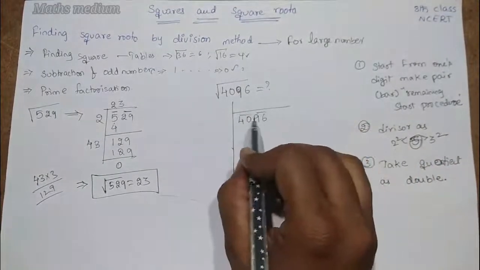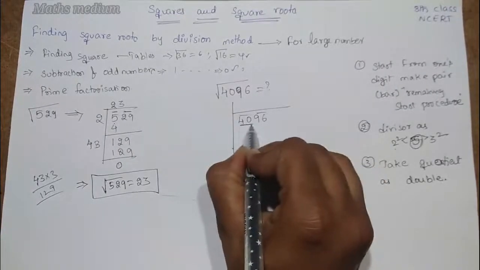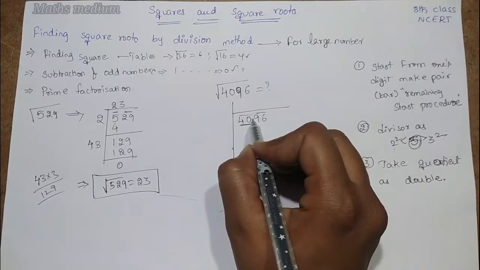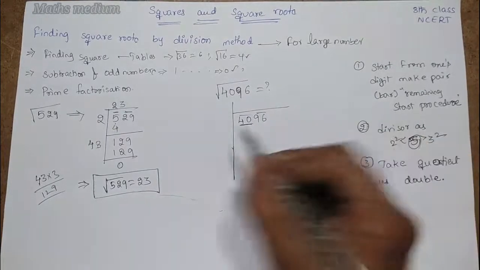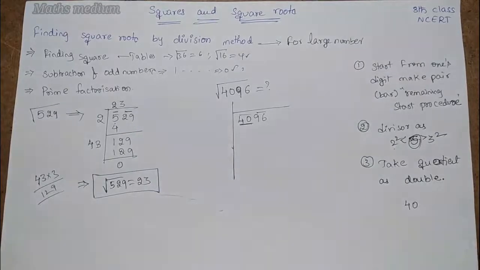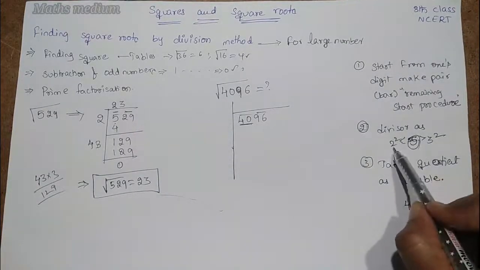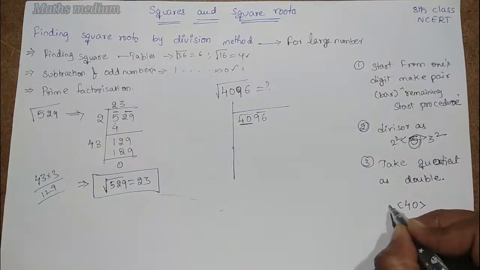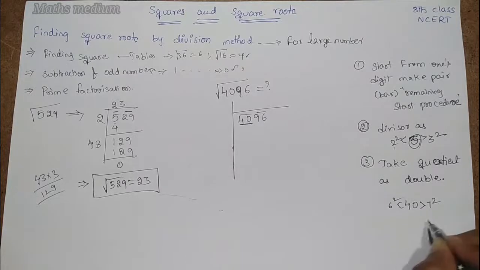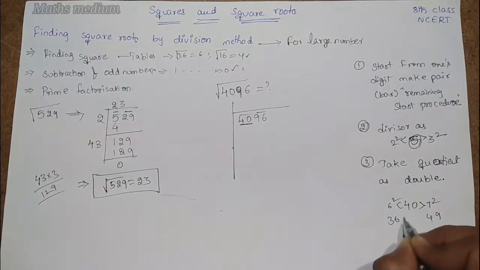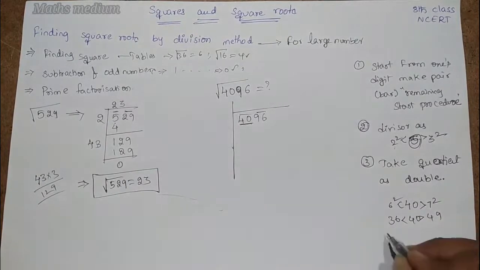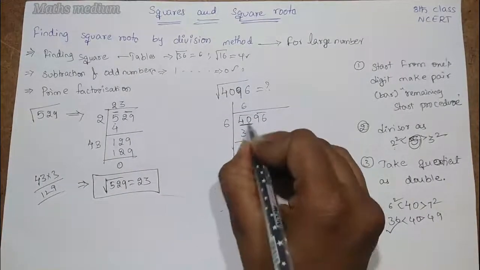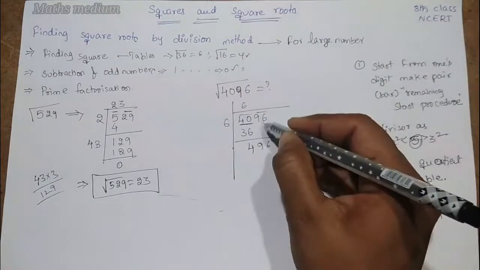Here we have pairs. Now we take the leftmost pair, 40. Using 40, it must be more than the one number and less than the other. Here are the two numbers, 6 squared and 7 squared. 7 squared is 49, 6 squared is 36, but 40 is in the middle, right? So I am taking 36. 6 sixes are 36. Now the remaining is 4, 96. Write it down as it is.